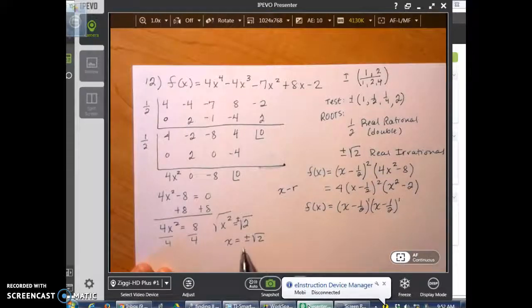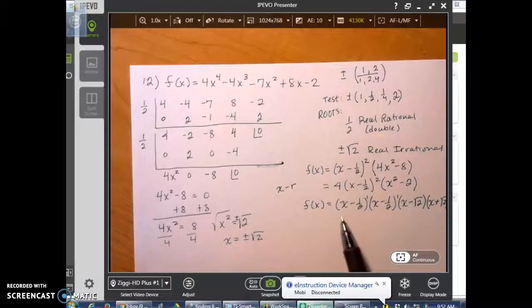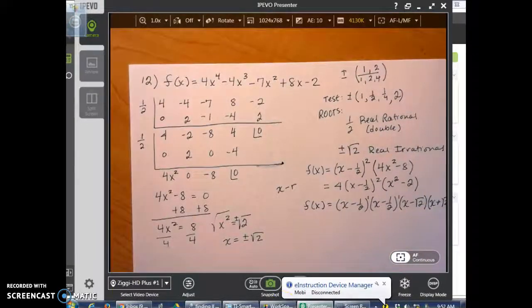So what I want to do is look at my roots. The plus square root of 2 is going to be x minus the square root of 2. The minus square root of 2, which I have right here, is going to be x minus a negative square root of 2, which makes it x plus the square root of 2. And that is the linear factorization of this particular problem.